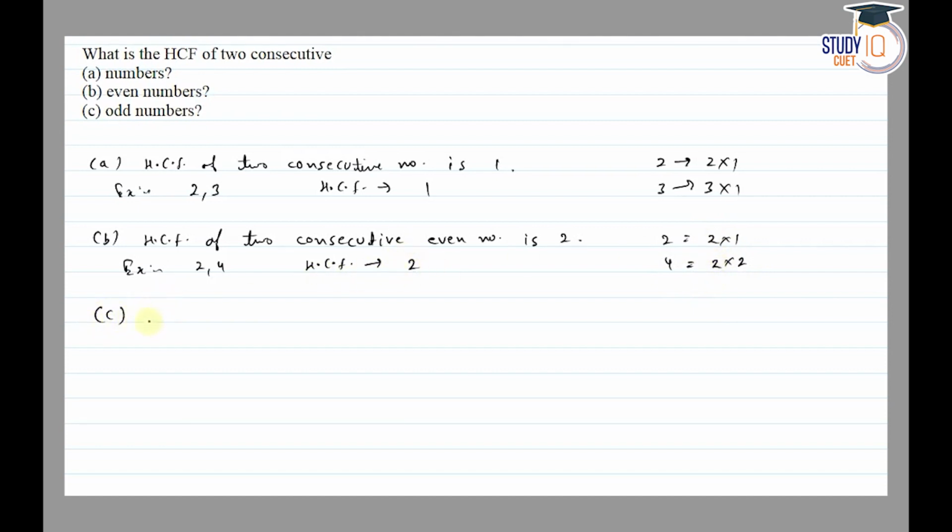Part C, HCF of two consecutive odd number is 1. Example 3, 5. HCF हो जाएगा 1. 3 is equal to 1 into 3. 5 is equal to 1 into 5. So common factor आ जाएगा 1. So 1 is the HCF.